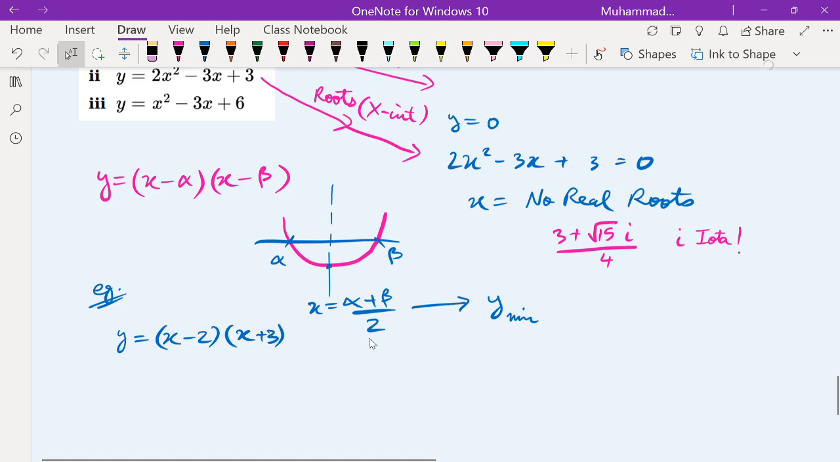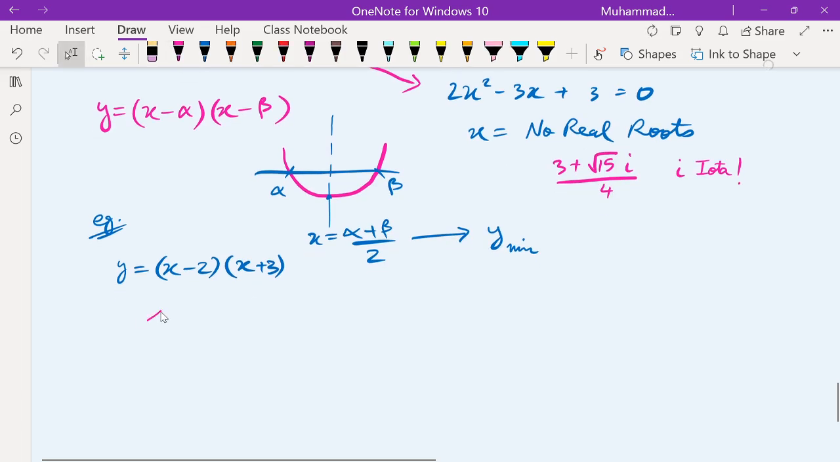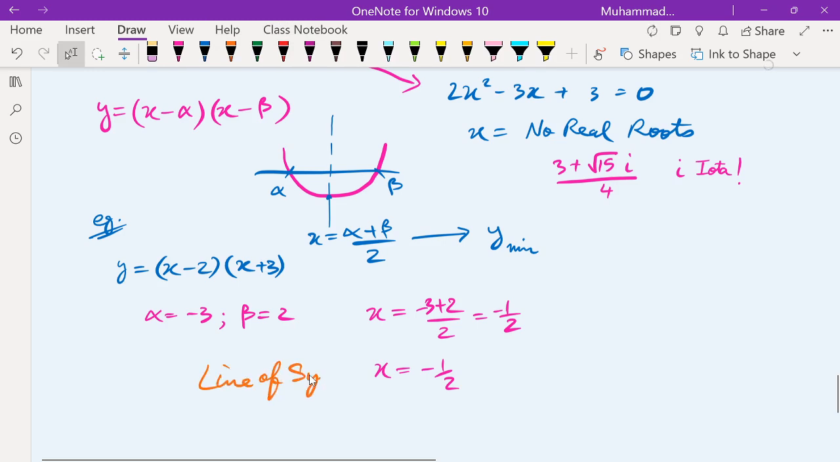So what are your alpha and beta? The alpha would be minus 3 and beta is 2. Actually, I placed them in order, the negative one being first, alpha, and the positive one being beta. So the equation of the line of symmetry is (minus 3 plus 2) by 2. That is negative half, so x equals negative half. It's not only the x coordinate of the vertex, but it's also the equation of the line of symmetry.